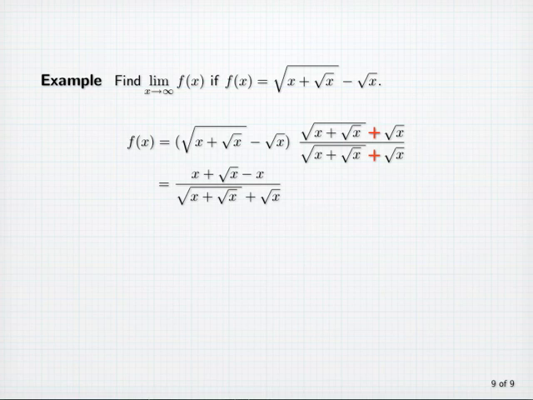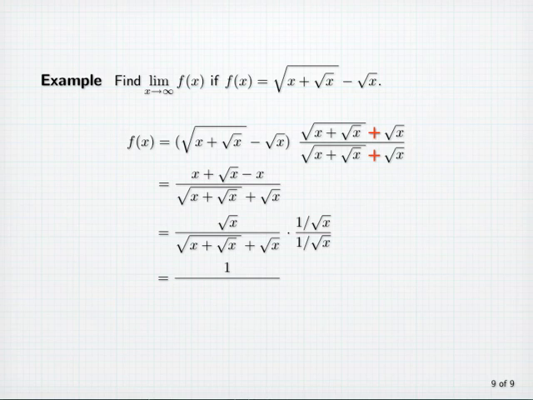So we simplify and obtain the square root of x over the square root of (x plus the square root of (x plus the square root of x)) plus the square root of x. Now let's multiply the numerator and denominator by 1 over the square root of x. This gives us 1 divided by the square root of (1 plus 1 over the square root of x plus ...) plus 1. Now since 1 over the square root of x goes to 0 as x goes to infinity, f of x will approach 1 over 1 plus 1, or 1/2, as x goes to infinity.